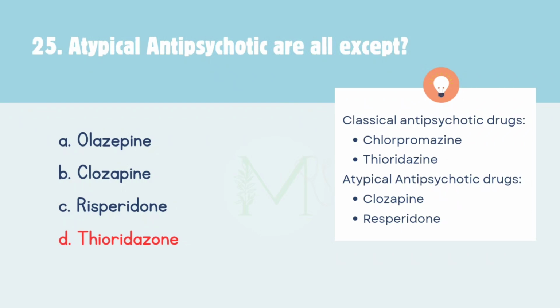The other group is atypical antipsychotic drugs, where we have clozapine, olanzapine, and risperidone. These act by blocking 5-HT2 and D4 receptors, and they have weak D2 blocking action.